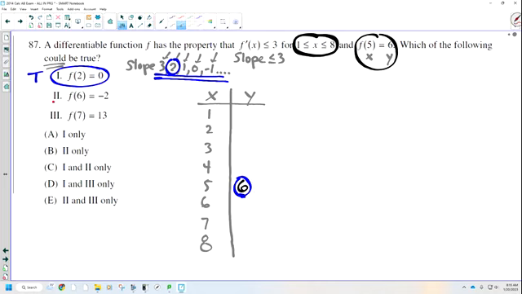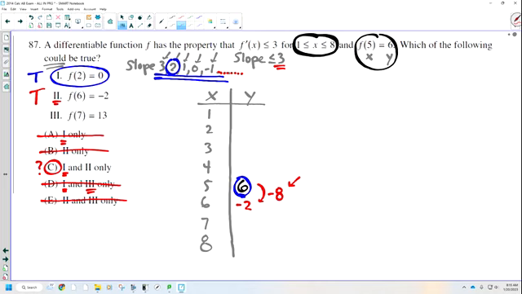So number 2 says f of 6 is -2. Well, I would have to go down 8 as my slope. I can have -8. I can have any negative number as long as it's less than 3. -8 as a slope is less than 3. So guess what? True. So it's not only 1, choice A. Oh, that's a possibility. No, 2 should be here. I got my answer, it's C.